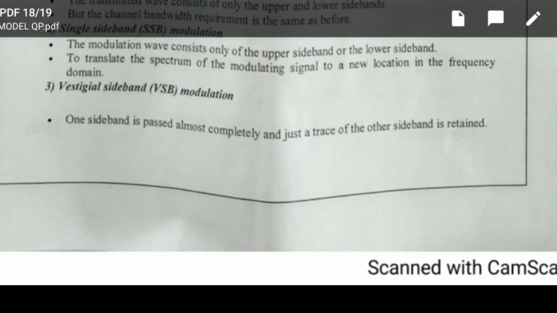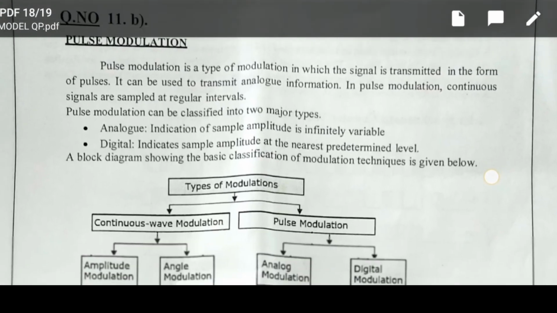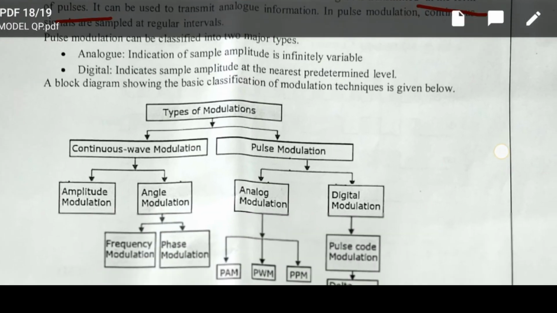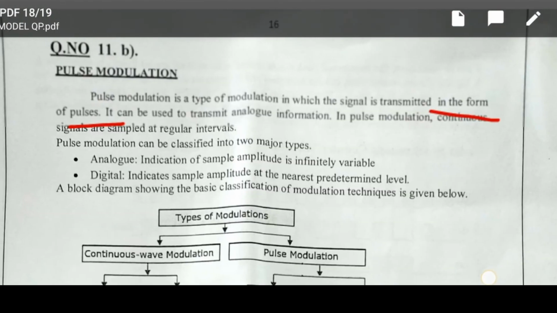Coming to the next one, pulse modulation. Pulse modulation is the type of modulation in which the signal is transmitted in the form of pulses. Pulse modulation techniques are digital pulse modulation, PCM (pulse code modulation), and digital modulation techniques. These are the different types of modulation techniques. All this will be the 10th question. 11th question, it is B part.